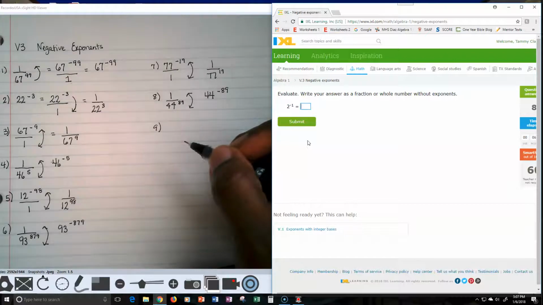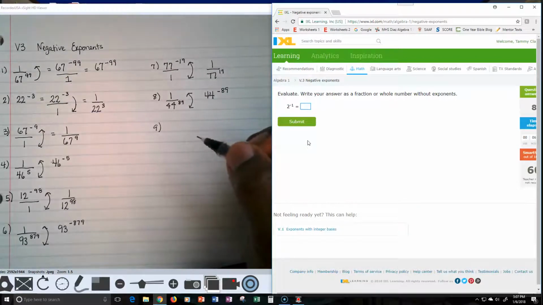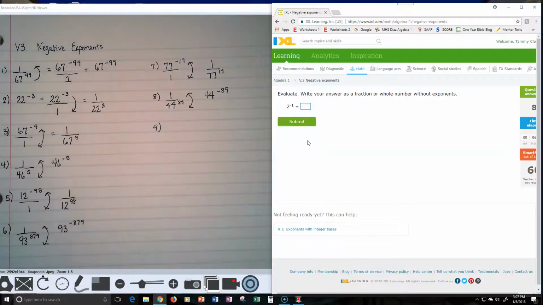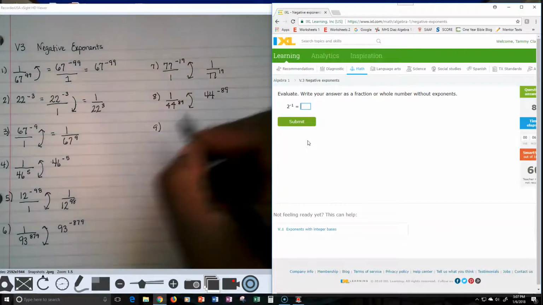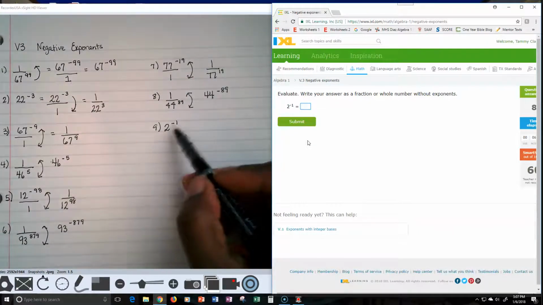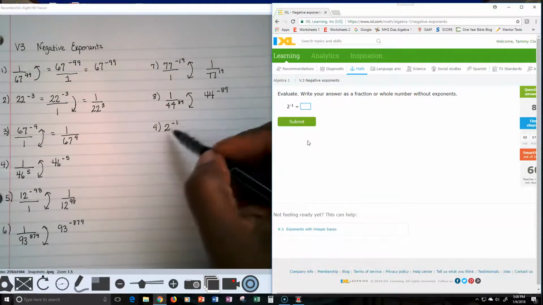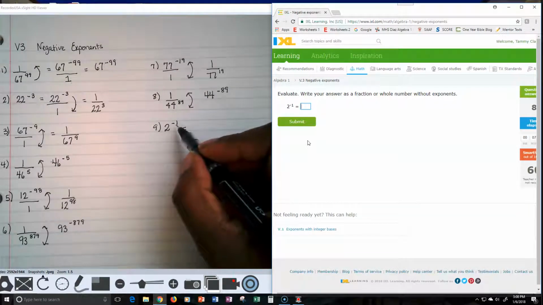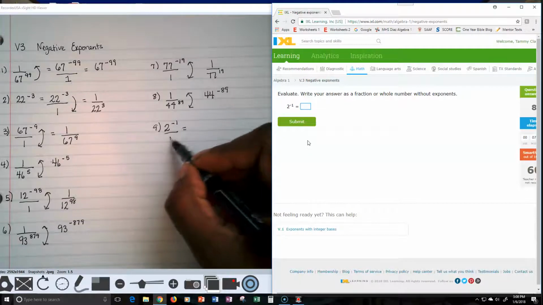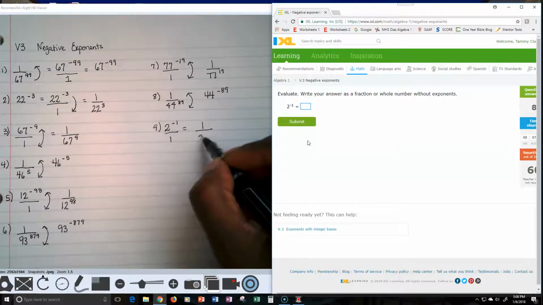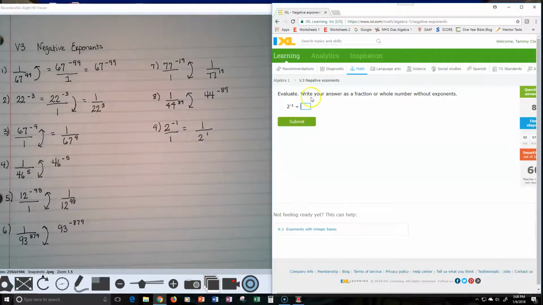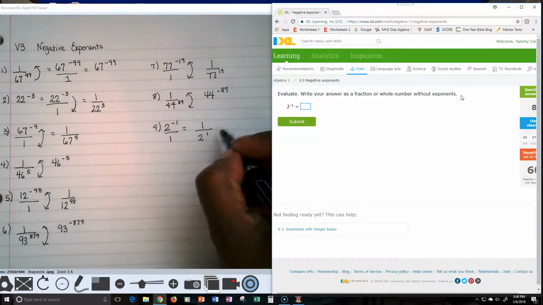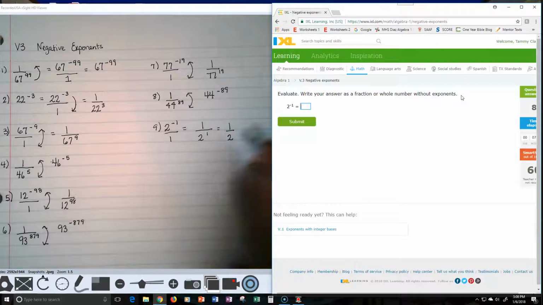Evaluate, meaning we should come up with one single answer. Write your answer as a fraction or a whole number without exponents. So when we have 2 raised to the negative 1, we know we can't have a negative exponent. So because this is raised to the negative power, we know what we have to do is make it positive. The only way to do that, again, is to flip it over. So I've got 1 over 2 to the first power. So since it says write your answer as a fraction or a whole number without exponents, 1 over 2 to the first power is simply 1/2.